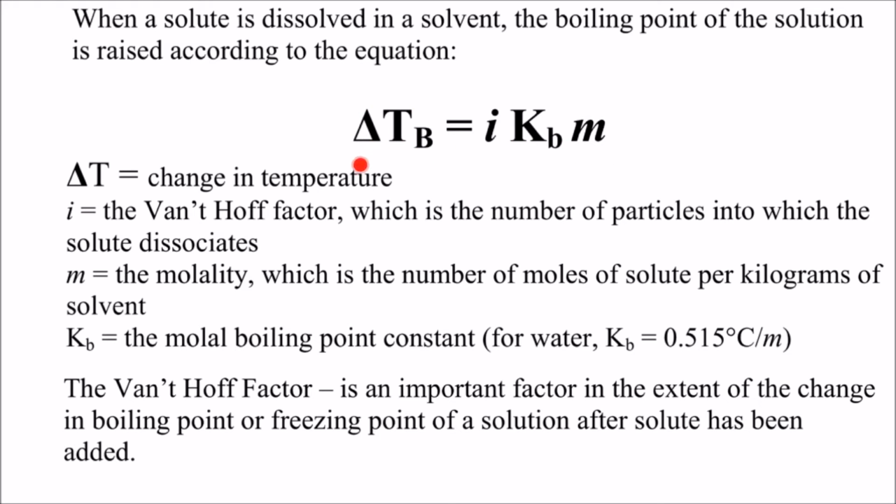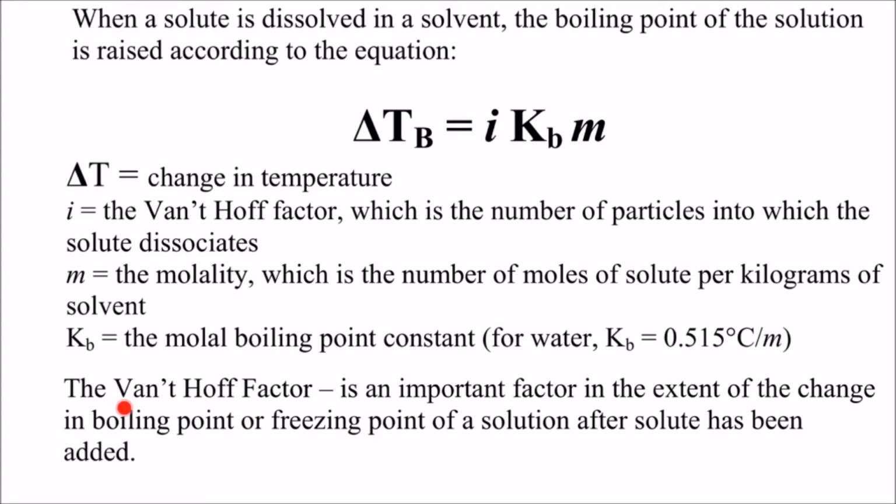So the first part here, this is the change in the boiling point temperature. Then we have i, which is called the Van 't Hoff factor, and that is the number of particles into which the substance will dissociate. Then we have the Kb here, which is the molal boiling point constant, and every substance has its own molal boiling point constant. Water's is this one right here, 0.515 degrees Celsius per molal. And then we have m, the molal concentration of the solution.